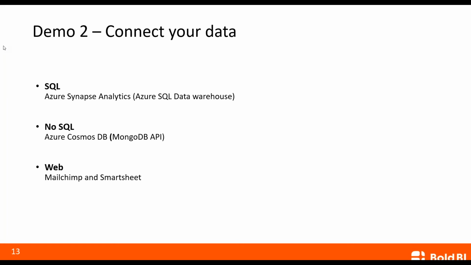As you see, I'm going to first show how to connect Azure Synapse Analytics, which was recently renamed at the Microsoft event, and which was actually Azure SQL Data Warehouse before that. Next, I'm going to connect Azure Cosmos DB in Bold BI, which is of MongoDB API. And next, I'm going to connect the MailChimp data source and Smartsheet data source.